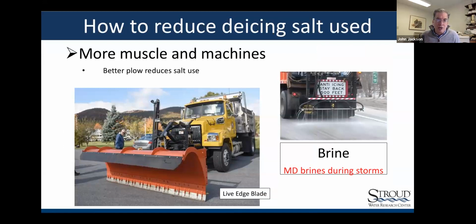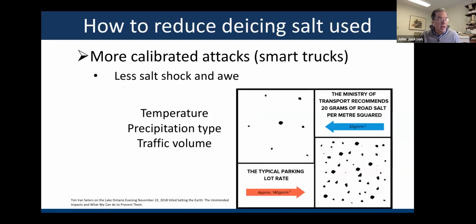Out of the Adirondacks in New York, they moved to live edge blade snow plows, and they swear by these things. You'll notice the segmentation. It's a more effective plow. Then there's better calibration, actually knowing how much you're applying. That's a better truck, a smart truck.